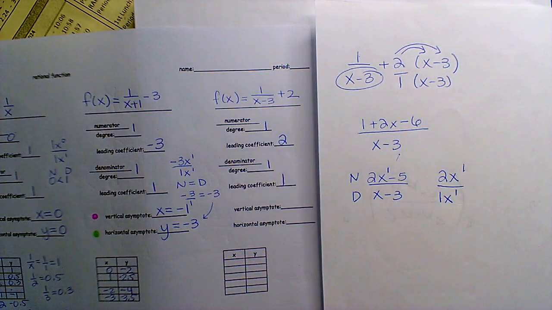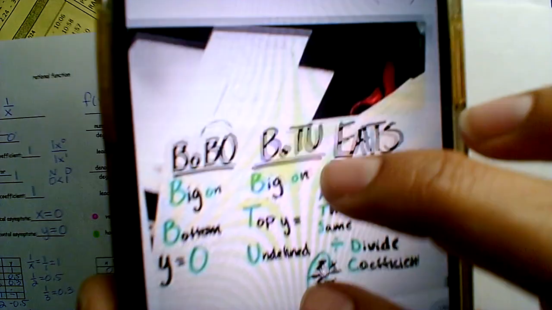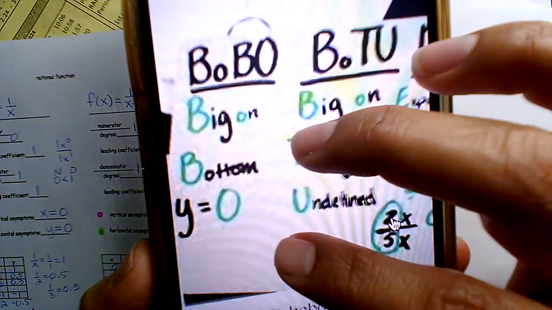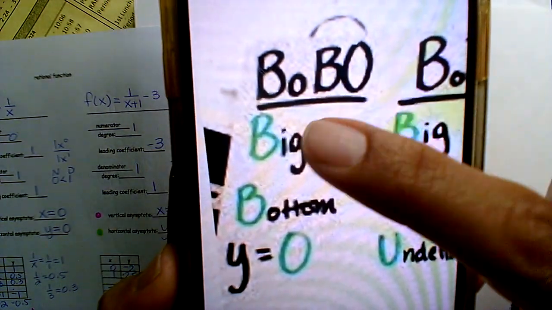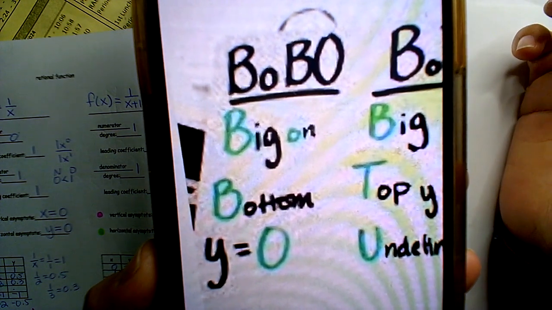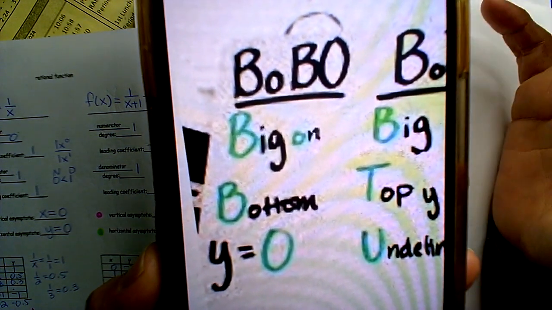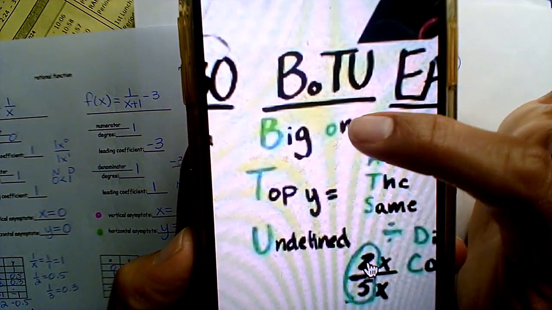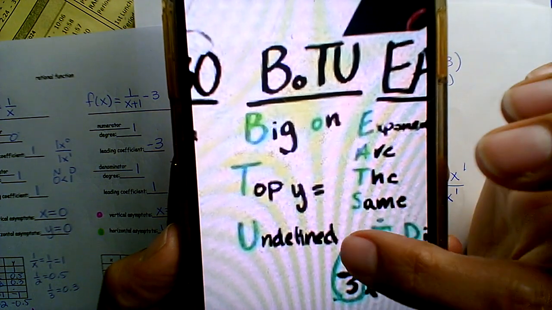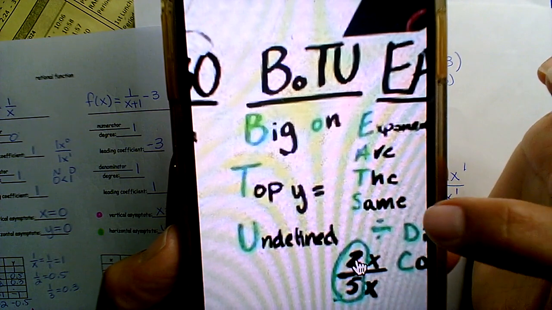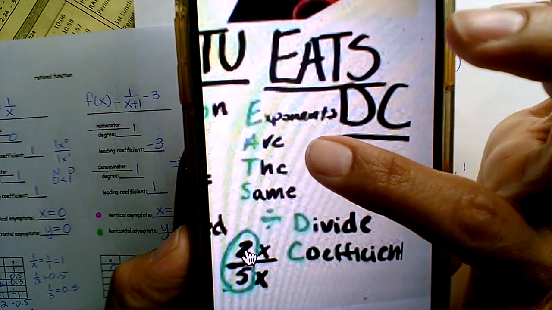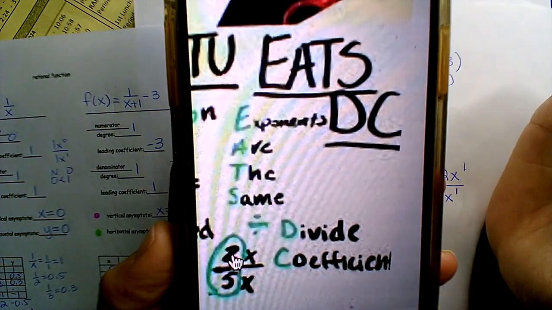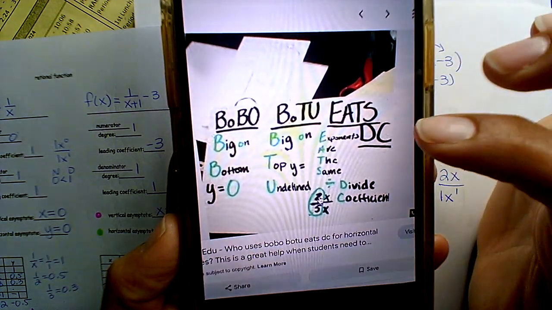Okay, that's how I'm used to it, but for those of you that, I don't know, your friend got caught by Bo2 eats DC. Okay, Bobo would be big on bottom, y is 0. So if the degree is bigger on the bottom, your asymptote is 0, right? So it's Bobo with a 0. BOTU is big on top, then it's an undefined asymptote. EHDC is, if the exponents are the same, then you divide the coefficients. I've never heard this, ever, in all my years learning, going through high school and all that.